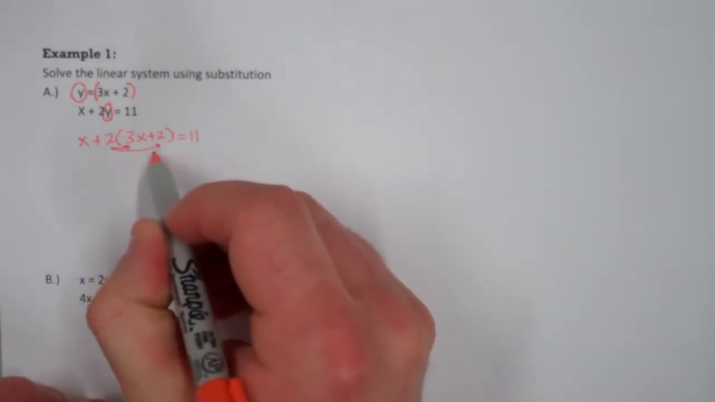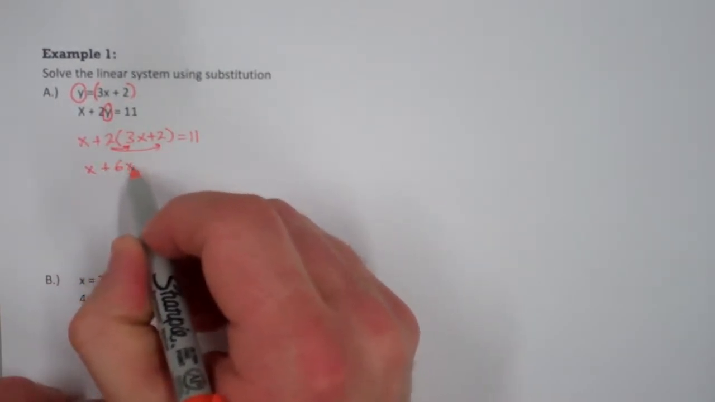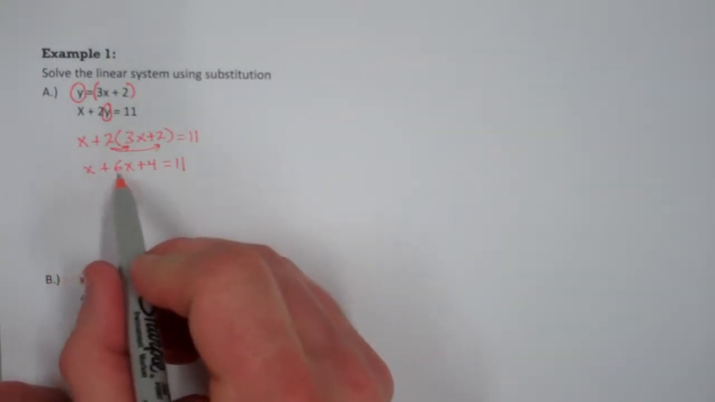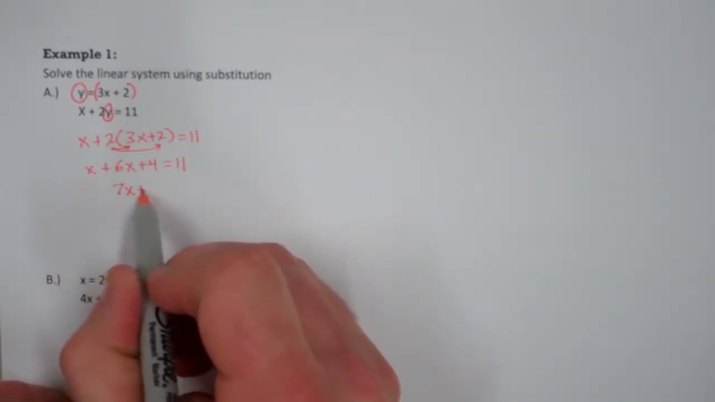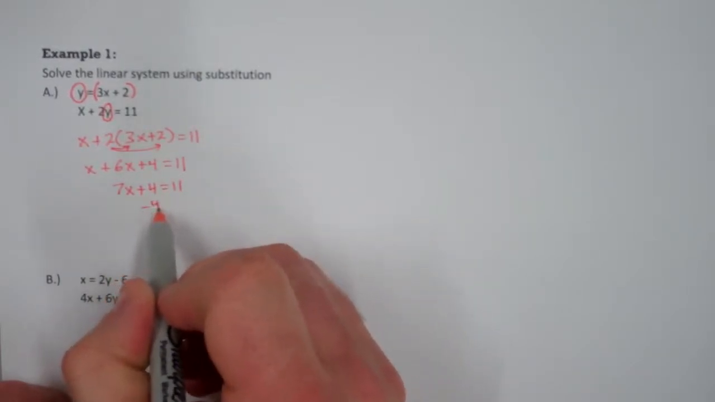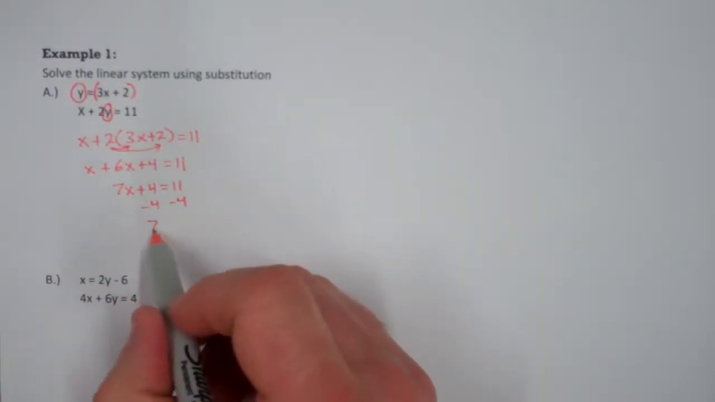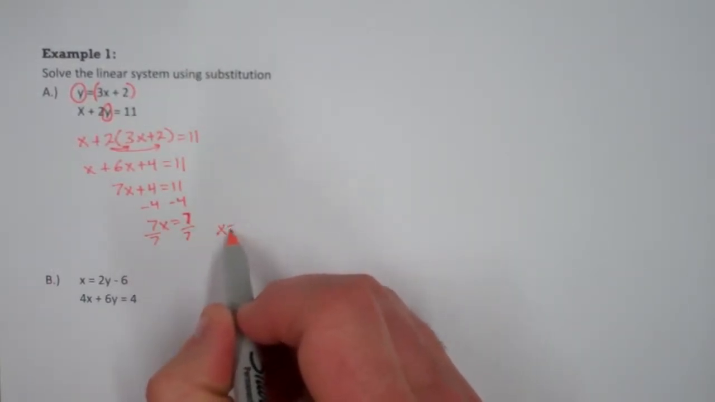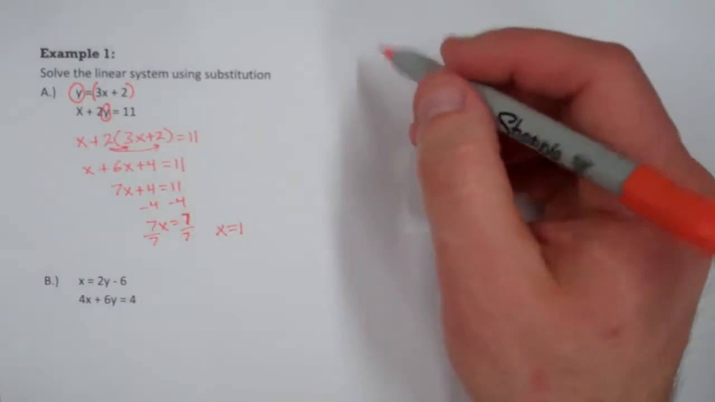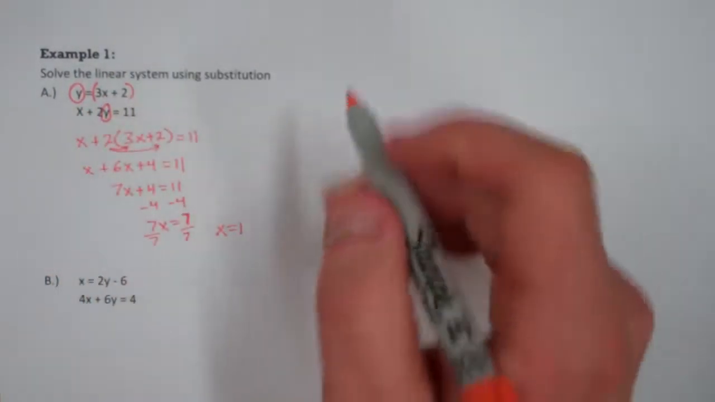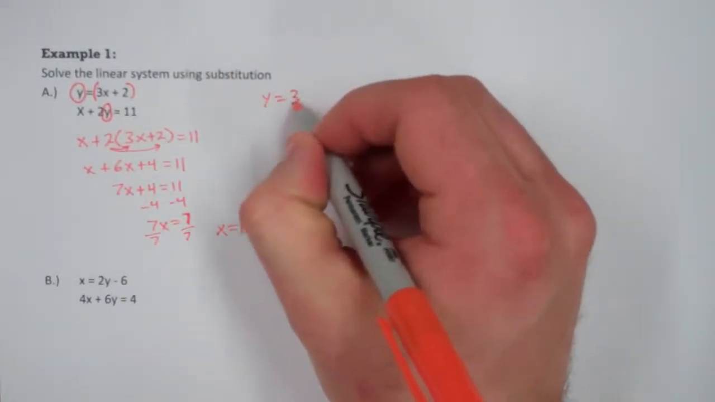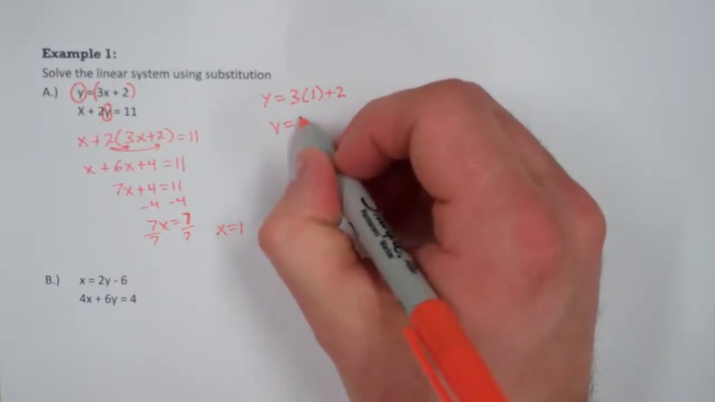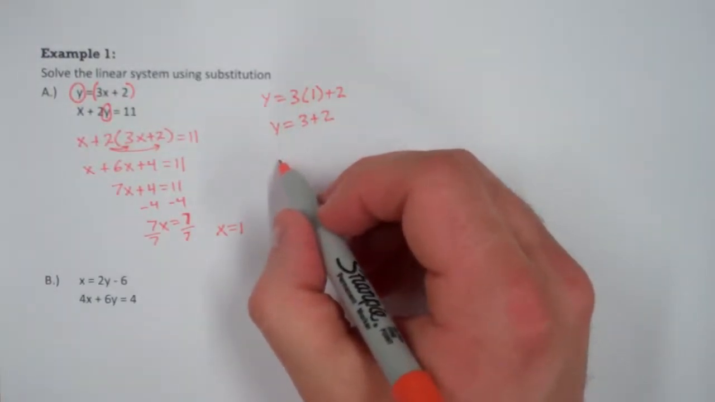We're going to use the distributive property here first, so that'll be 6x plus 4 is equal to 11. We'll combine like terms, so 1x and 6x is 7x. We'll subtract 4. 7x will be 7. We'll divide by 7, and we find x to be 1. Let's go back to the original equation here, which is y is equal to 3x plus 2, and instead of x we'll use 1, and that'll give us the value of y. So that's 3 plus 2, or 5.